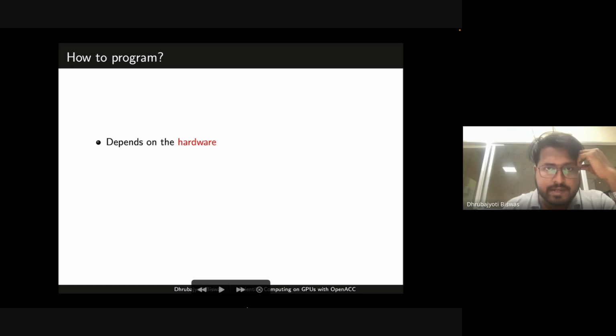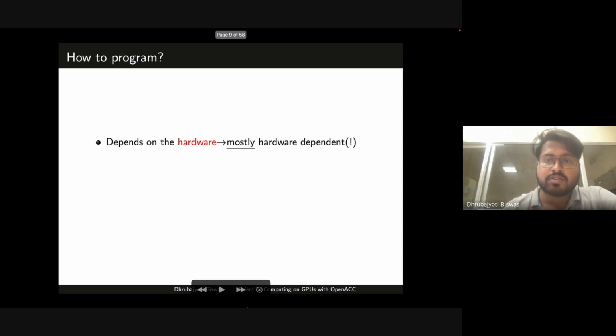So as I said, how to program depends on what hardware you are targeting. The procedure for parallelization will be slightly different if you have a multi-core CPU, slightly different again if you have a GPU, and very different if you have an FPGA and things like that. So it depends totally on the hardware you are trying to program for. So it is hardware dependent.